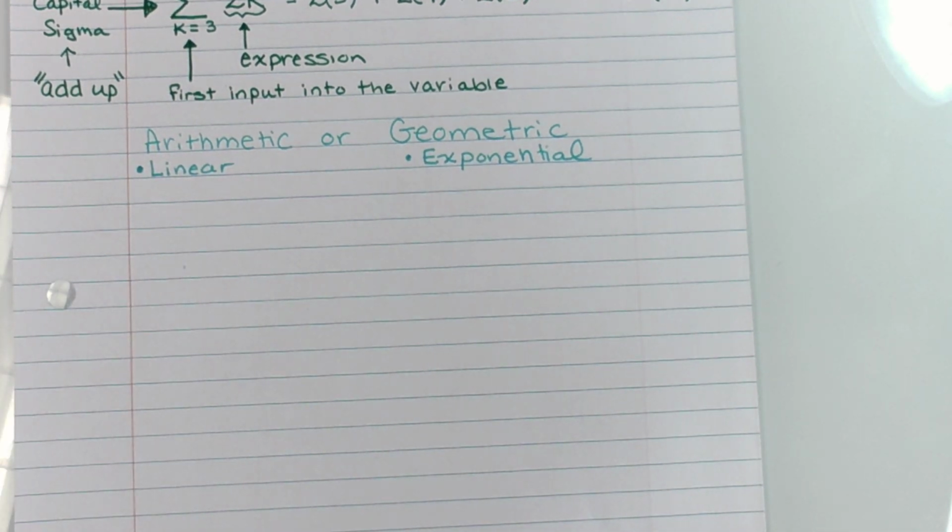If I give you something like a sub n equals 4 times 5 to the power of n minus 1, is that an arithmetic or a geometric equation? It's geometric. The variable's in the exponent. That is what summation notation ones will look like as well. If I give you something like a sub n equals 5n plus 4, that's what arithmetic expressions look like.